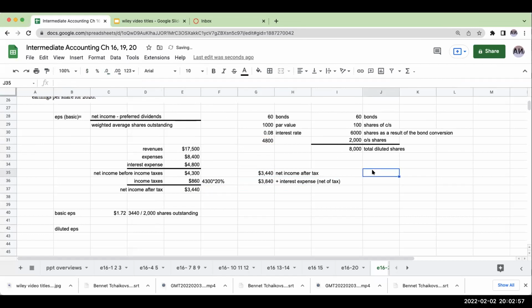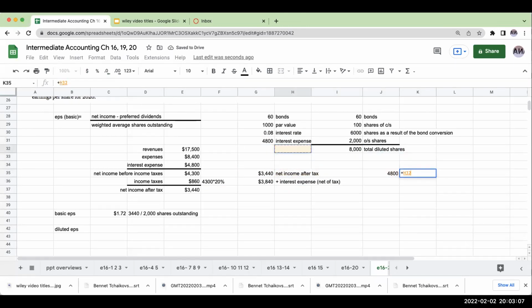Where did I get this figure? 4,800 is my interest expense. My tax rate is 20%, so my taxes on this interest are $960. So my interest expense net of tax is going to be $3,840.